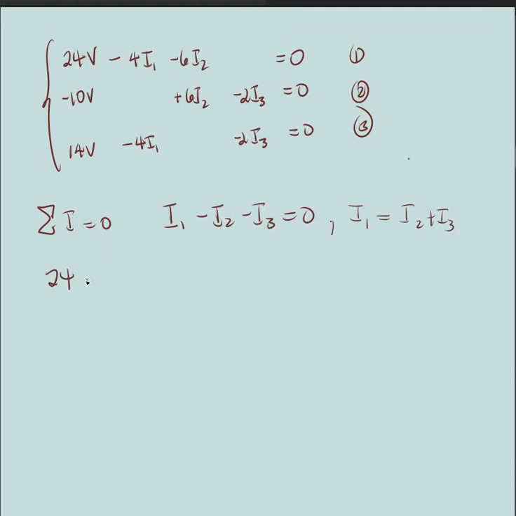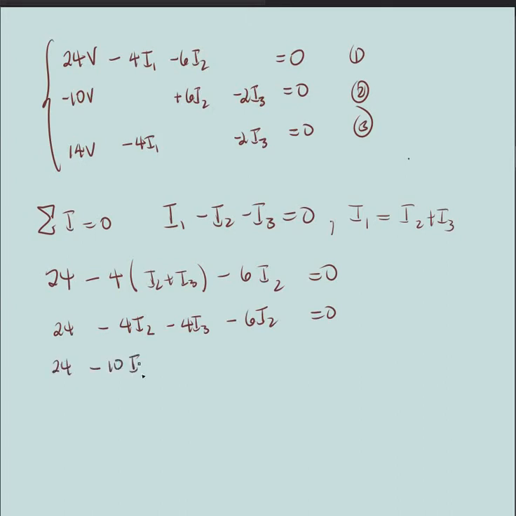Let's get rid of the units. Minus 4 times I1, and I1 is what? I2 plus I3. Minus 6 I2 is equal to 0. So then with this 3 of the 4 here, we will have what? 24 minus 4I2 minus 4I3 minus 6I2 is equal to 0. And then we have 4I2 and 6I2 is going to be negative 10I2. So we'll have 24 minus 10I2 minus 4I3 is equal to 0. Aha, got an equation here.